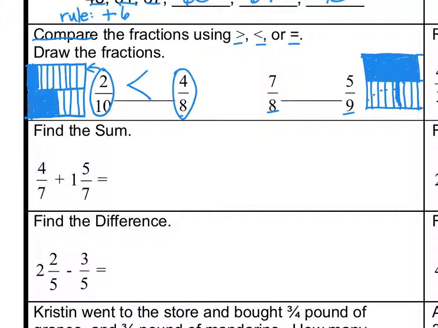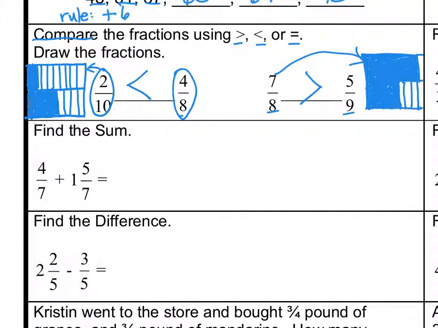And this one is not even close. It's very easy to see. But we have to read this left to right. We have to say 7/8 is greater than 5/9. And here's our proof.